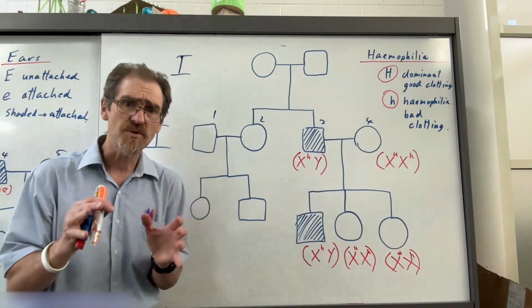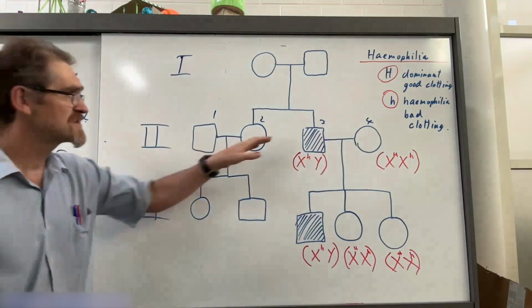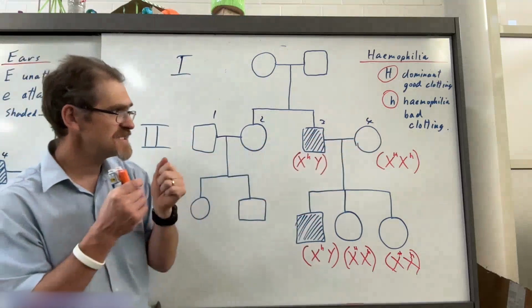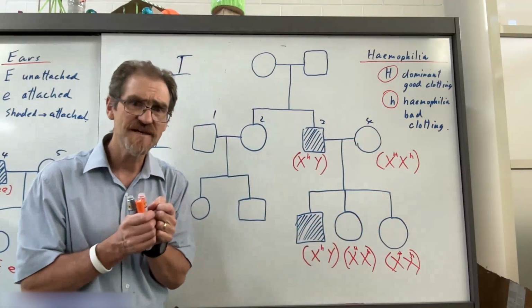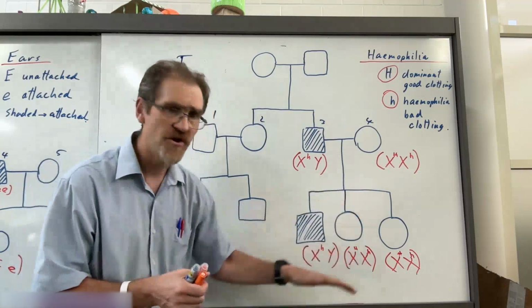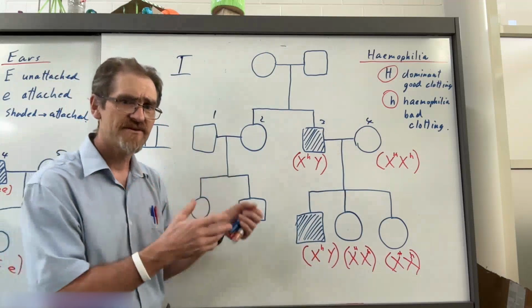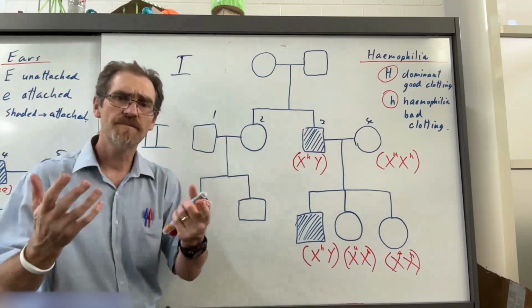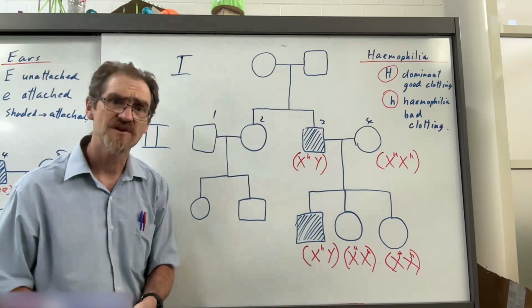It is possible that these 2, our generation 2 couple, 3 and 4, could have a daughter who has haemophilia, but they have not. And that's where we say things are different between Punnett squares and pedigree charts. Punnett squares tell us what could be. Pedigree charts tell us what is for a particular family going back in time.